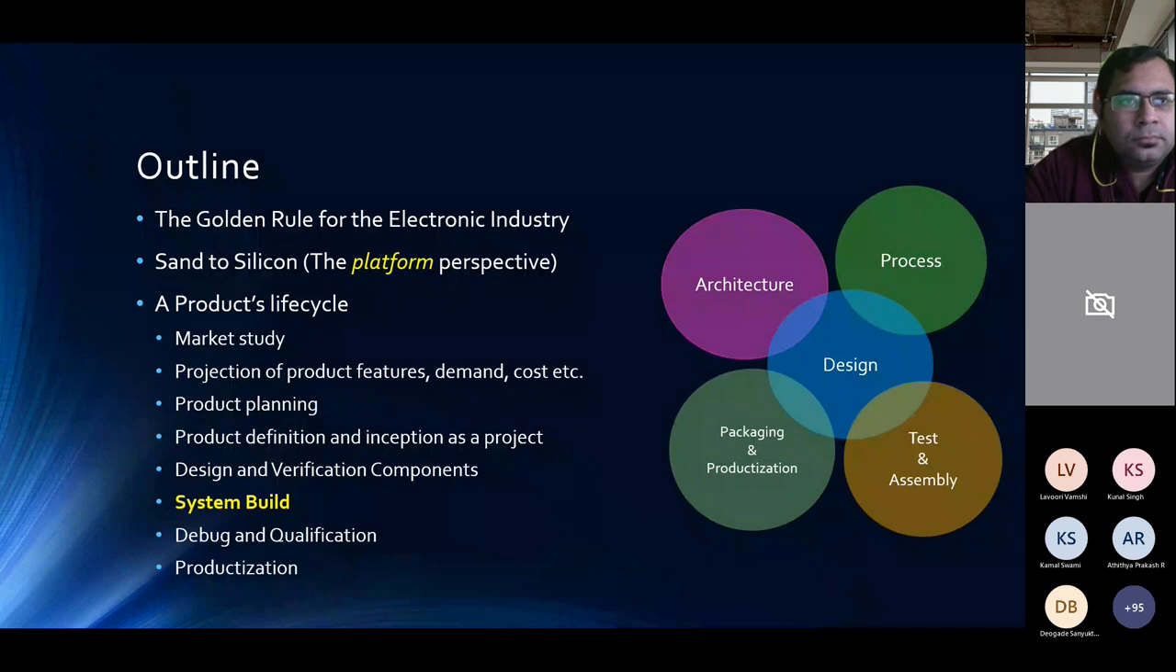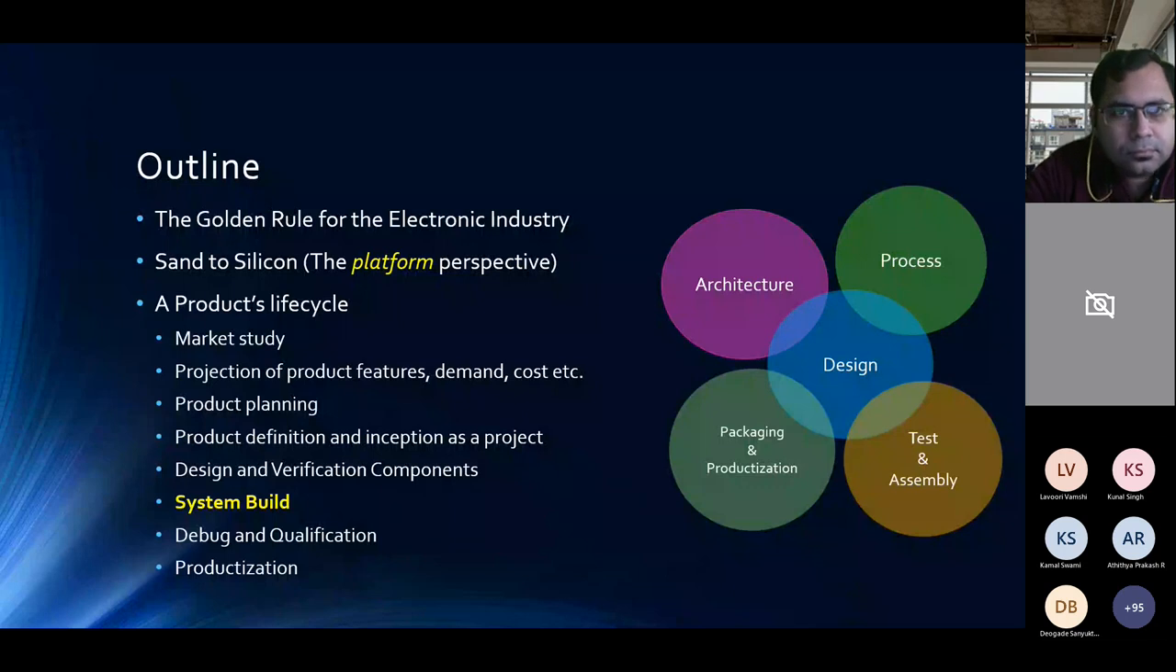Now, when I talk about product lifecycle, it has a bunch of stuff in there, right? So it starts with market study. You have to understand what the market needs, not just now, maybe 5 years down the line. Then you need to have the projection for the product features, demand, cost, etc. And then you do product planning. How you would like to develop the product, what the specs are and things like that. And then you use that planning to have a product inception as a project.